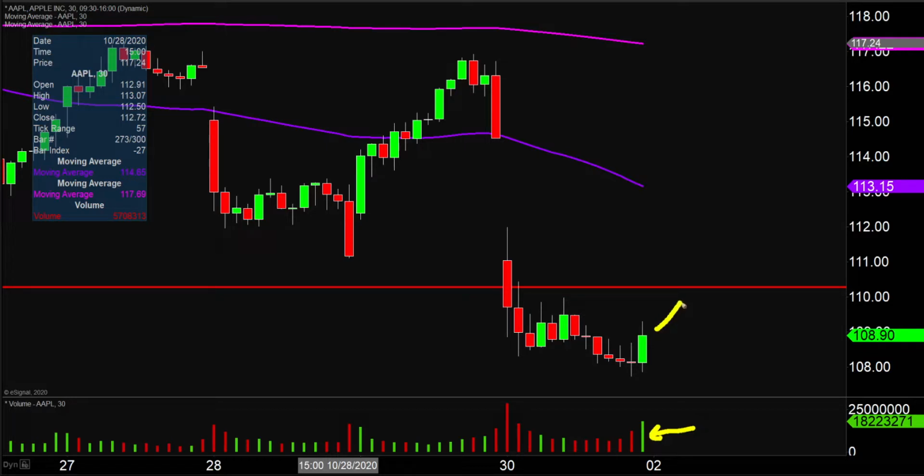So if the price does continue to work its way back upwards, the big question mark becomes, well, can the price not only get up to 110.25, but can it break up above it, and then most importantly, stay up above it? So keep a very close eye on that. That'll be an important area of resistance early into the week.